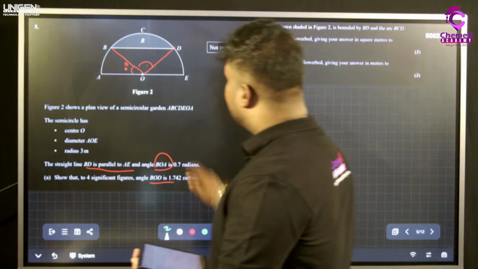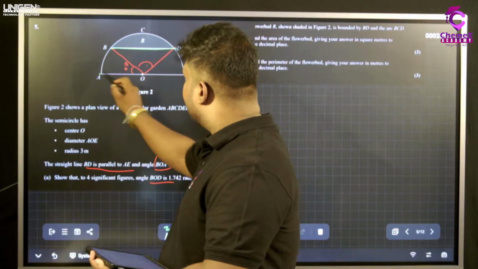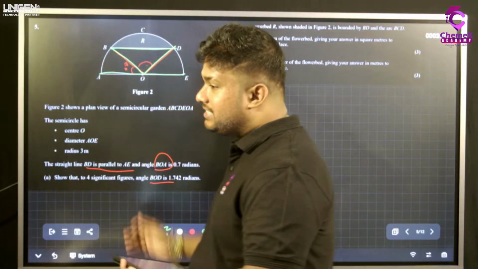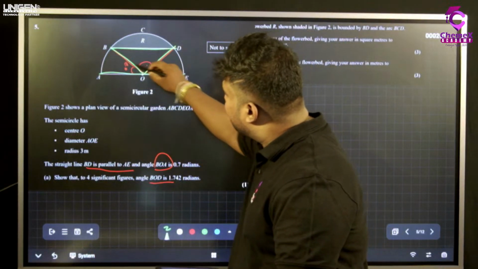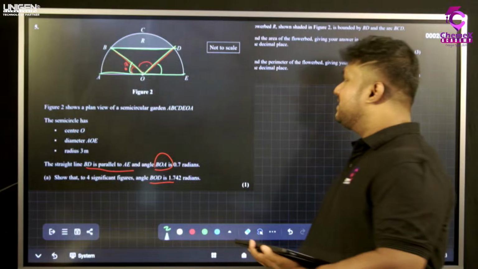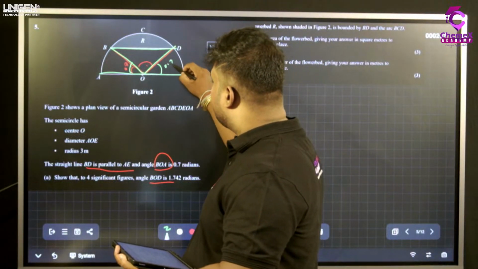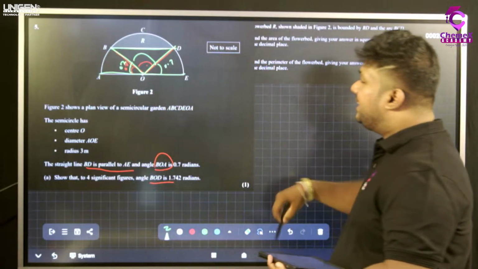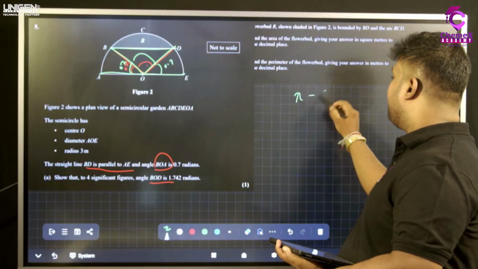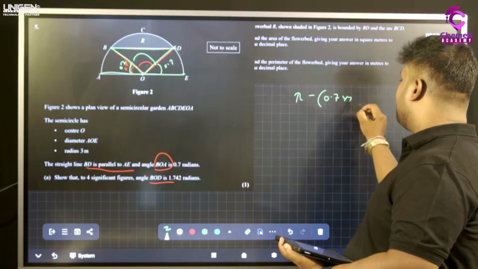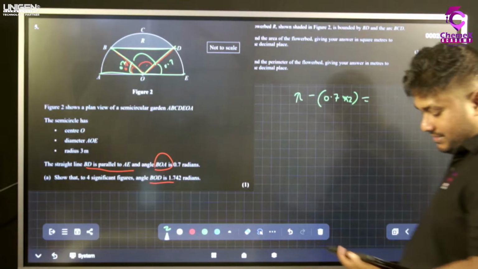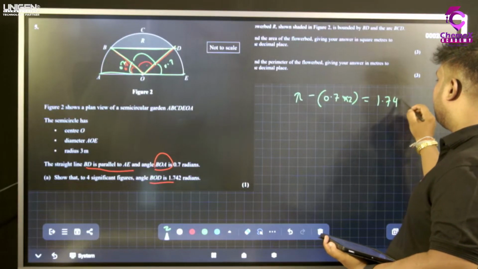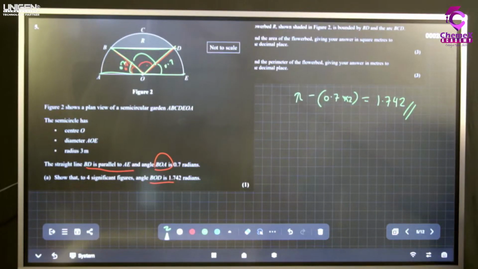Now, if these two are parallel, when you draw the line from here to here, these two angles become equal. Why? This is also 0.7. This is also 0.7. So what is this angle? That's what they are asking. So the entire angle is pi, right? So pi minus 0.7 times 2. What's the value going to be then? 1.742. Any person has questions?